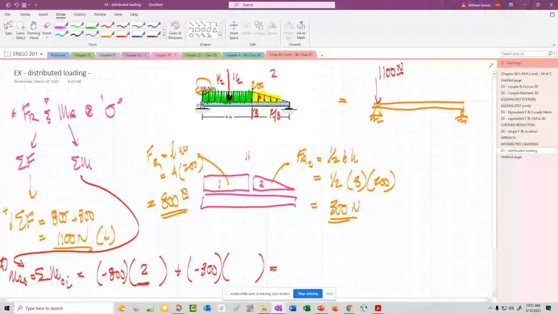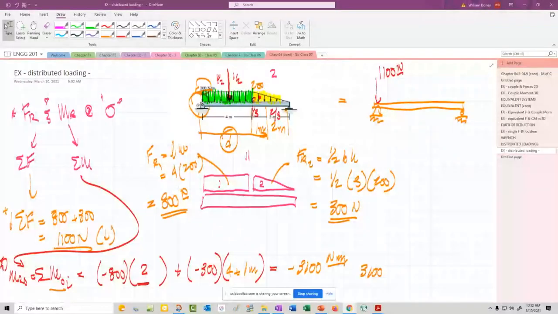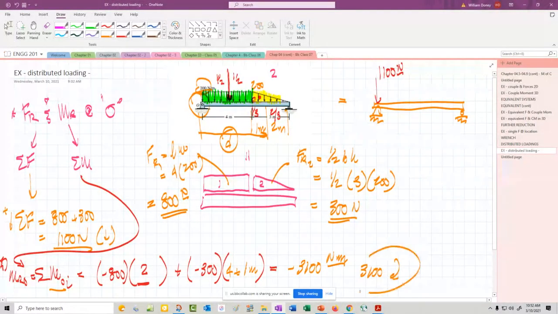If we go through that, we should get 3,100 newton meters. That's 3,100 negative, so that's 3,100 clockwise. So if we're replacing with an equivalent system up here, we'd say 3,100 newton meters. And that would be our solution.